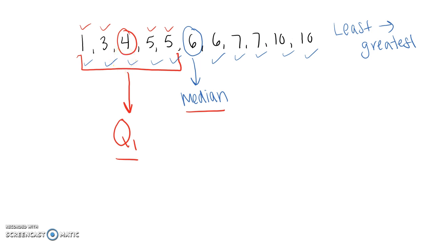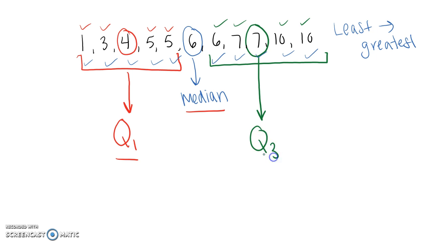To find Q3, we look at the upper half of the data, which represents these numbers right here. And we're looking for the median of the upper half of the data. Again, upper half because it's the values that are above our median of 6. So to figure out our median value, we can see that that is 7. Out of 5 numbers, our middle value is 7. It's the third number in the list. That represents our third quartile, or Q3.